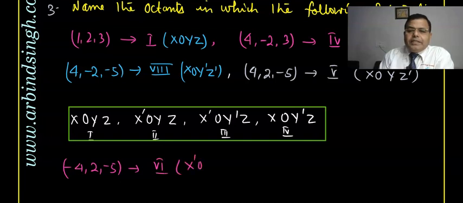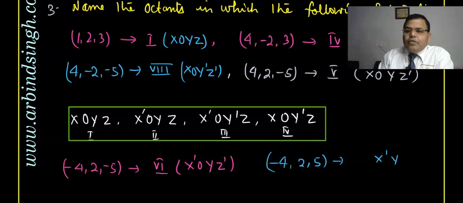This is x dash, o, y and z dash. Now the next point is given here: minus 4, 2 and 5. So it is nothing else but x dash, y and z. This one lies in the second quadrant. So that must be in the second quadrant.